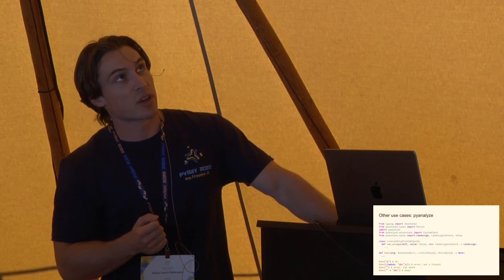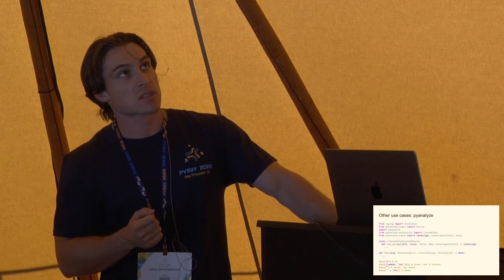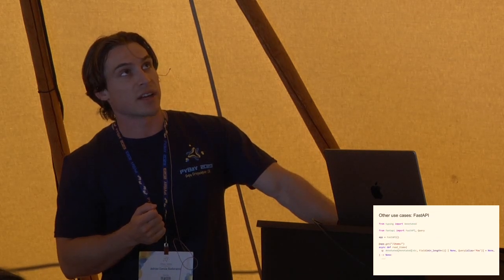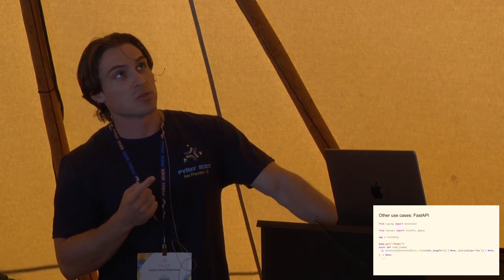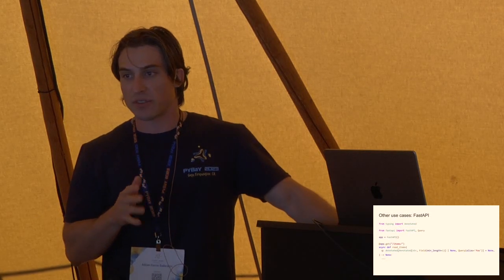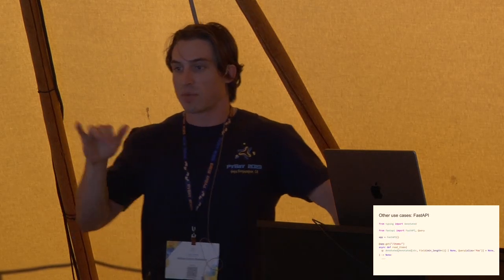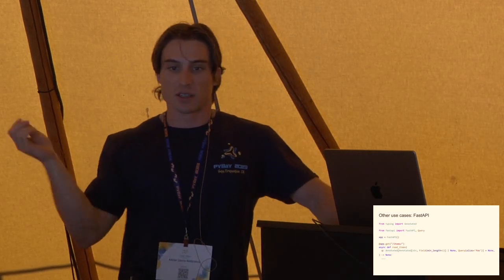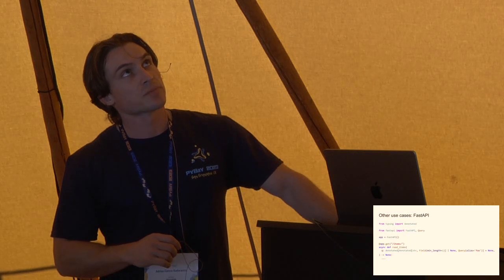FastAPI also uses typing.annotated. Since last year, they've added support for this, so you can now use that, and it cleans up some things about the FastAPI experience, but it's also nice because you can use the same paradigm everywhere to add metadata to your types.